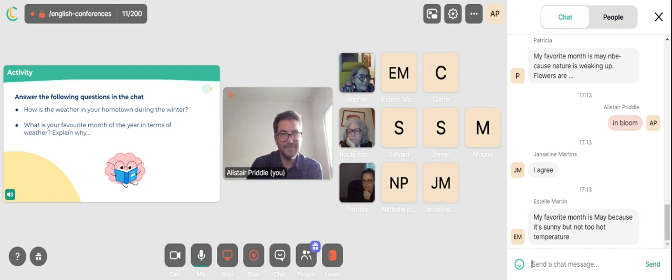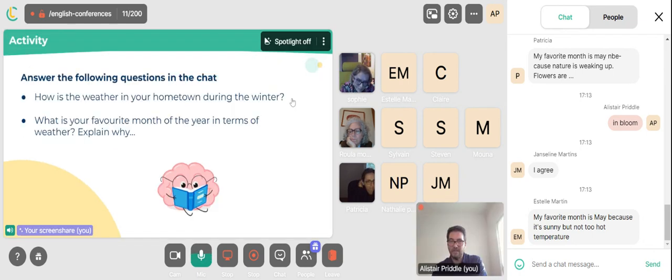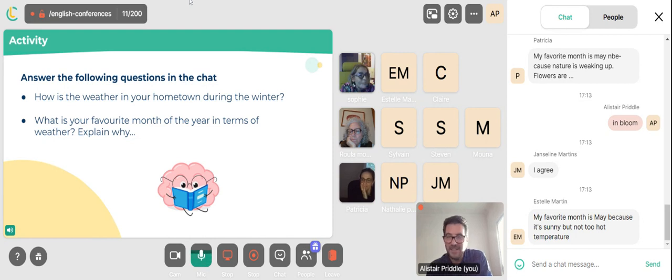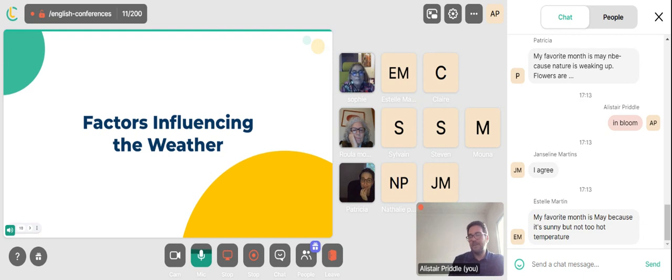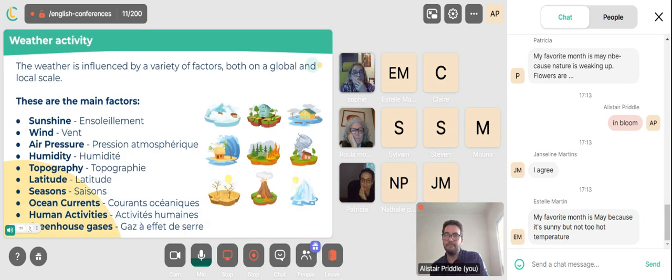Okay. Yeah, fantastic. Okay, well, guys, we're going to continue. Let's have a look at the next slide in the presentation. Here we go. So the next part of the lesson is to look at factors influencing the weather. So weather activity. Okay, so the weather is influenced by a variety of factors, both on a global and local scale. These are the main factors in English.